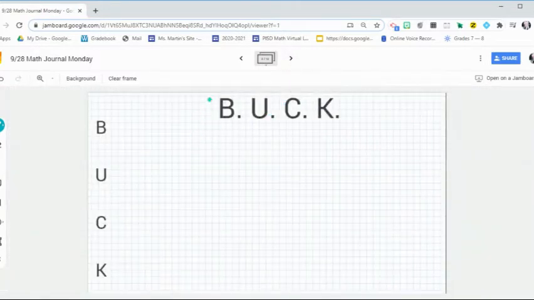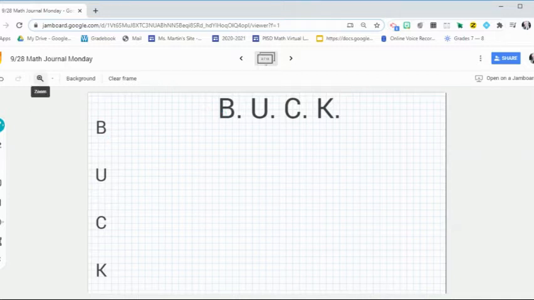I like to use the acronym BUCK, B-U-C-K. We're going to box the main question, underline the important information needed to solve the problem, circle important vocabulary words used in the problem, and then knock out any information you don't need or that is not important by crossing it out. So let's go ahead and add these notes to our slide.